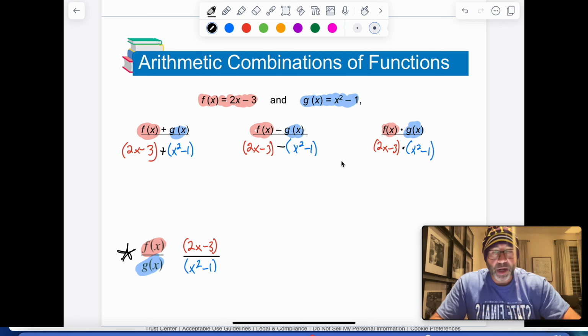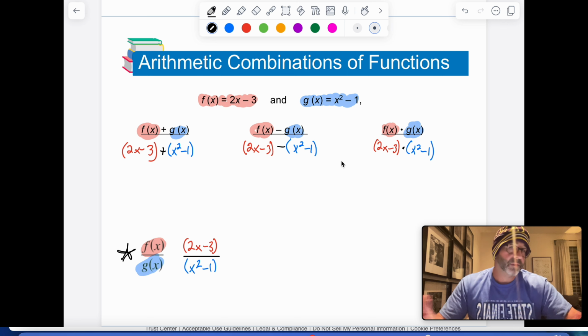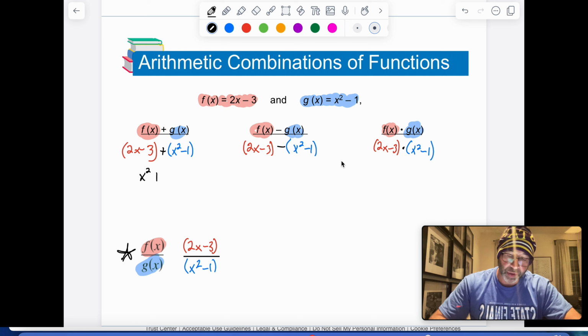For the first problem that we have, where we're doing the addition, it's just combining like terms. Real simple, nothing crazy. So it would be x squared plus 2x, and then we have a negative 3 and a negative 1, so we end up with a negative 4 here.